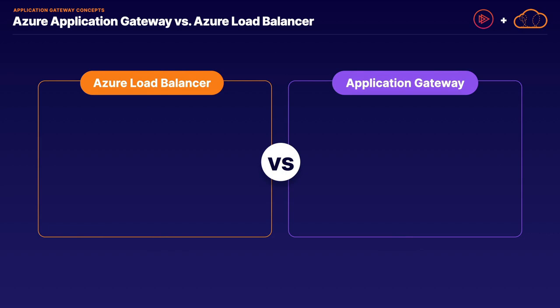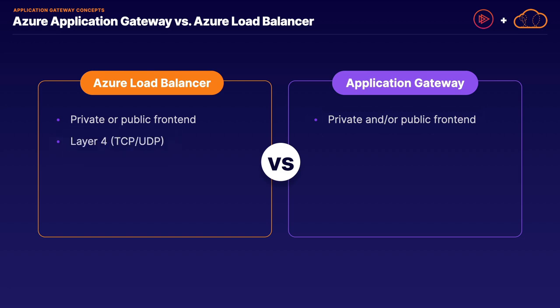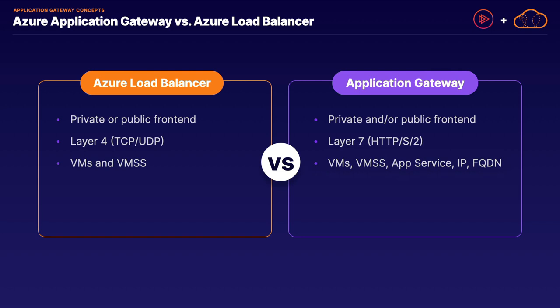one another. First, Azure Load Balancer provides private or public front ends, and Application Gateway provides private and/or public front ends. With Azure Load Balancer, we're balancing layer 4 TCP/UDP traffic. With Application Gateway, we have layer 7 HTTP, HTTPS, and HTTP/2 traffic. With Azure Load Balancer, we have backend pools of VMs and VM scale sets. And with Application Gateway, we can have VMs, VM scale sets, app services, IPs, and fully qualified domain names.